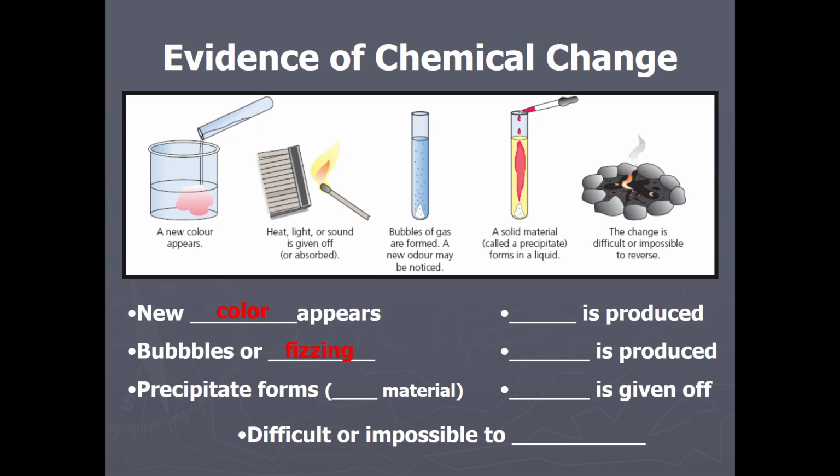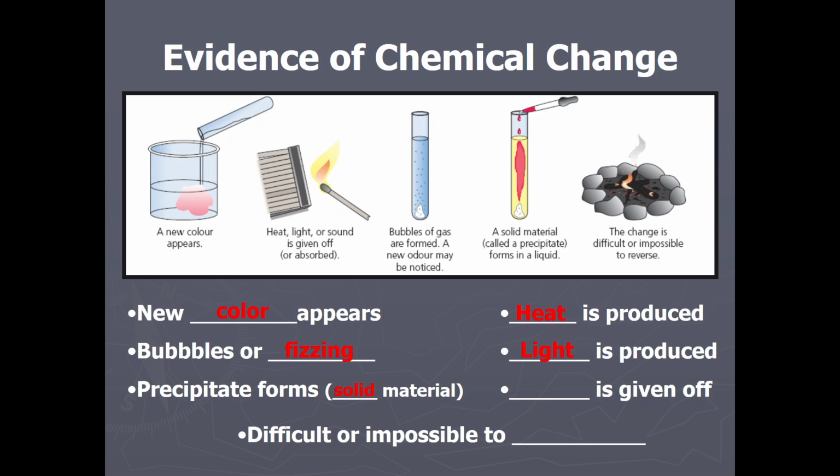Elephant toothpaste is most definitely a chemical change. Precipitate forms. A precipitate is just a solid material that comes out of solution. If you mix 2 liquids together and something solid forms, that's a precipitate. Heat is generated. So if you mix 2 things together and it gets super hot, that's usually evidence that a chemical change has occurred. Not always, but usually.